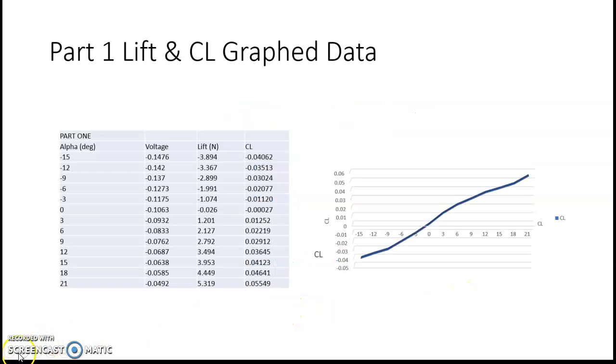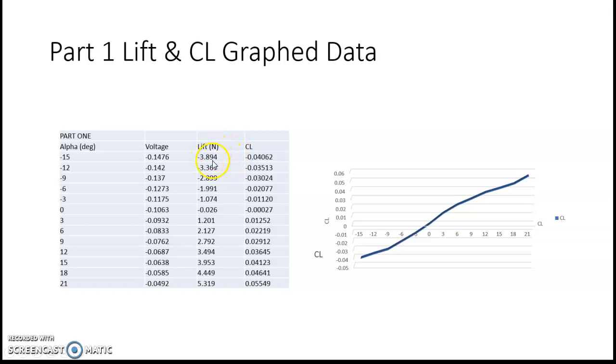The next slide shows the part 1 lift and coefficient of lift graph data. We have our degrees of pitch, the alpha range, which ranges from -15 to +21. Voltage, as explained to me by Dr. Judy, was the medium in which the air in the experiment was measured. Air has viscosity, it's a fluid, so they use the differential in voltage to convert mathematically into lift and then coefficient of lift.